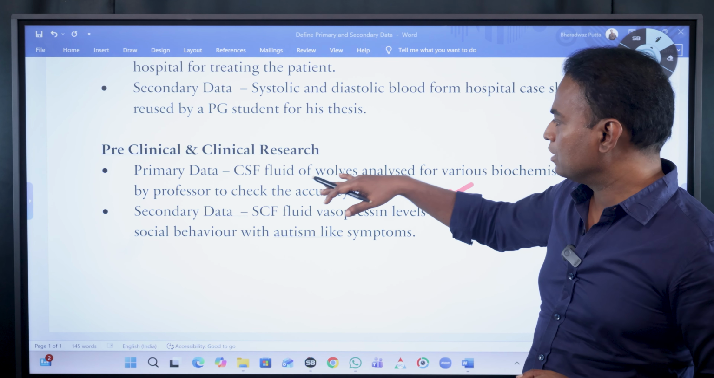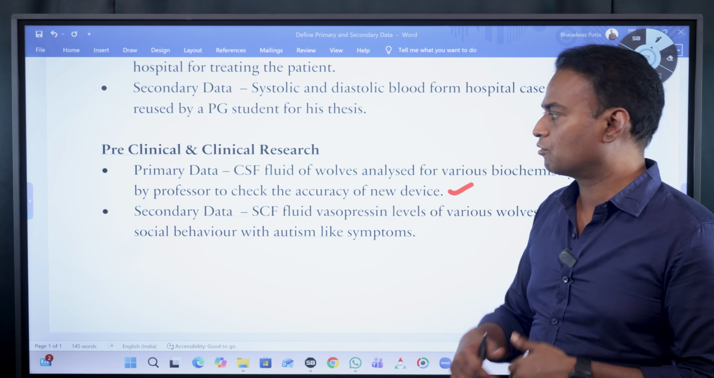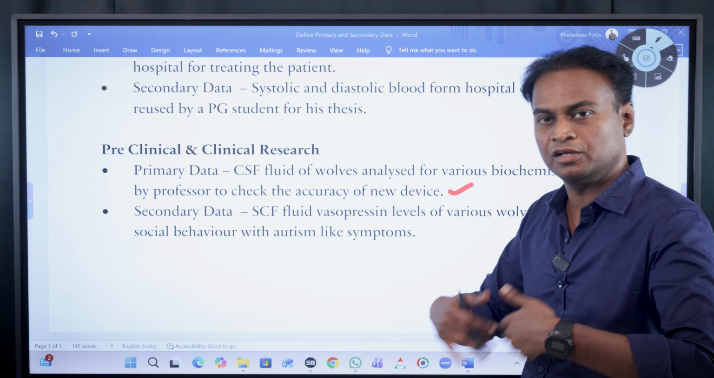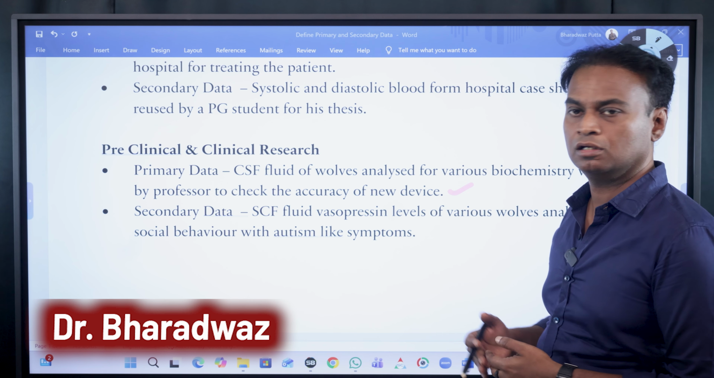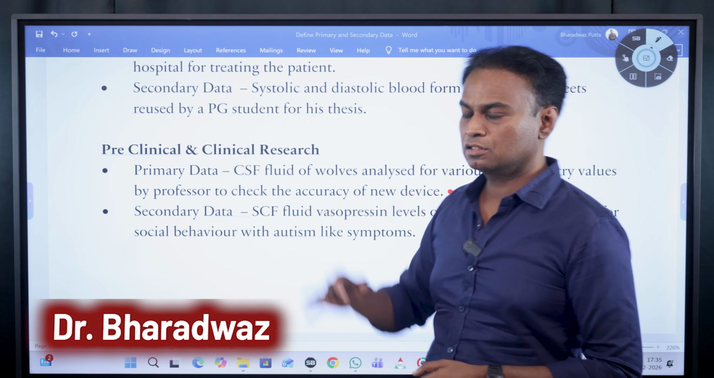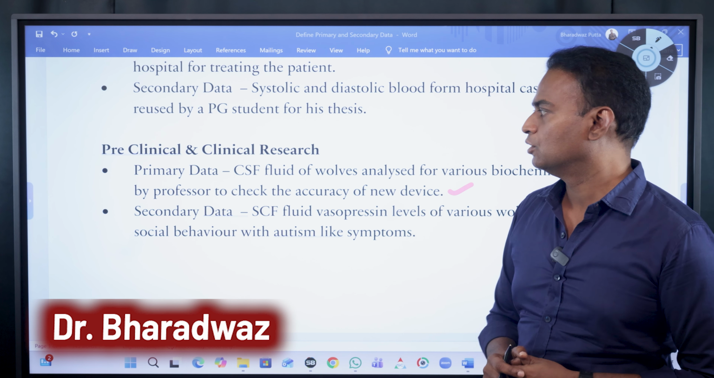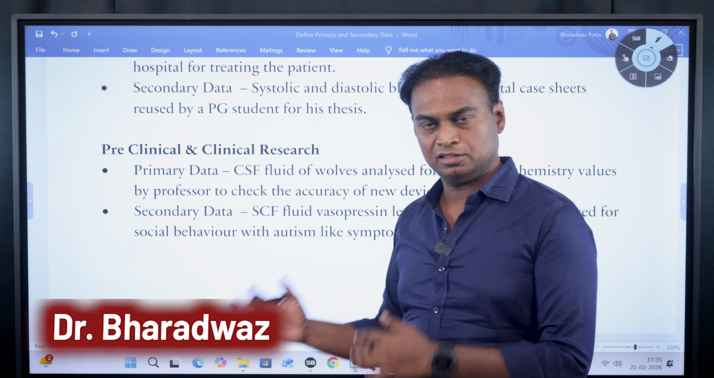Here the values were collected first for testing the device by a different person. Here the same values are reused for a different purpose by a different individual or different organization. So these are the two best examples for primary data and secondary data, for both clinical practice and preclinical and clinical research.